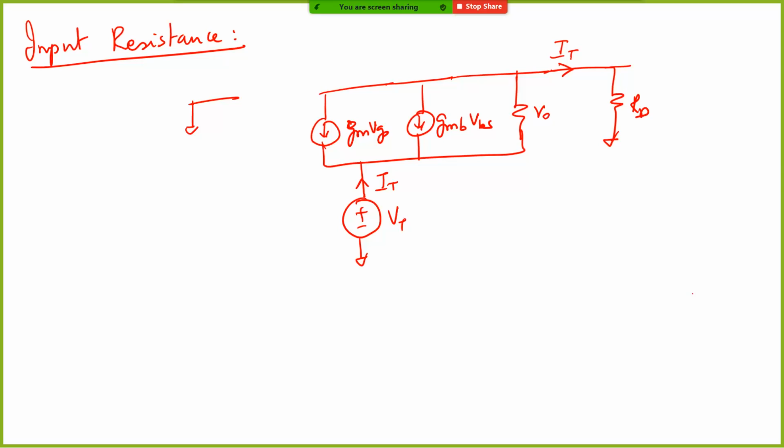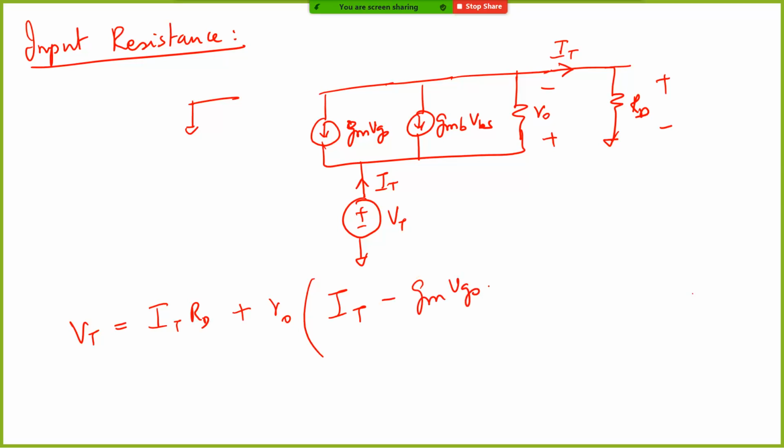Therefore you can write an expression for VT. VT is basically IT times RD, this voltage, plus the voltage across r0. What is the voltage across r0? It's r0 times the current flowing through r0. What is that current? We can say it is IT minus gm VGS minus gmb VBS, right?